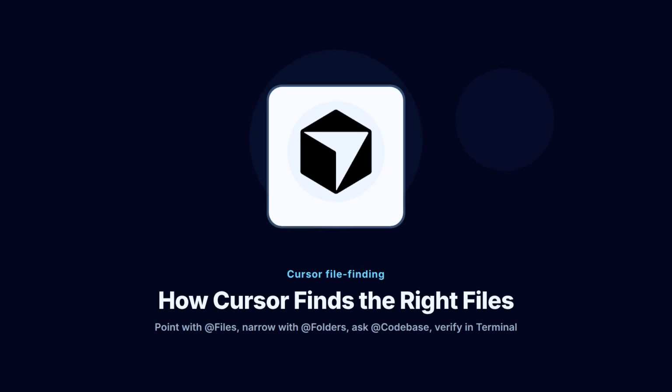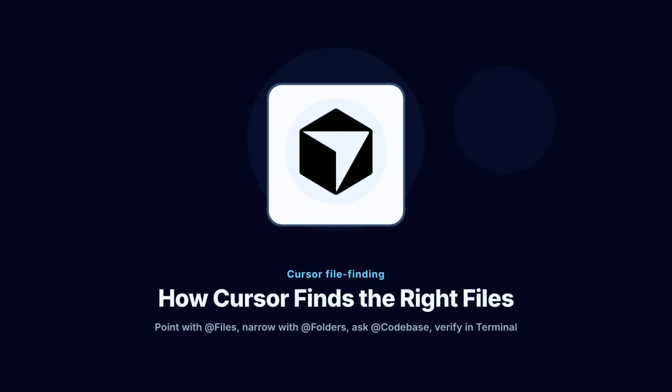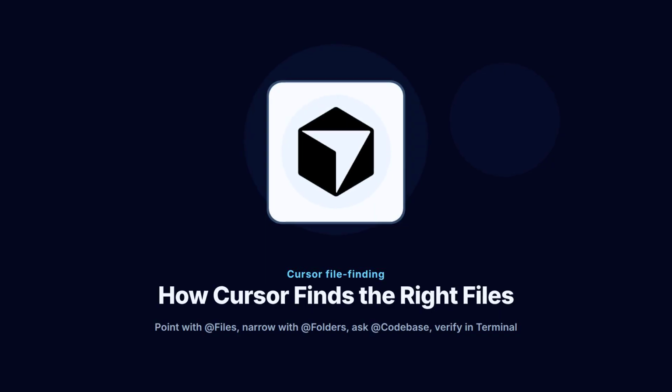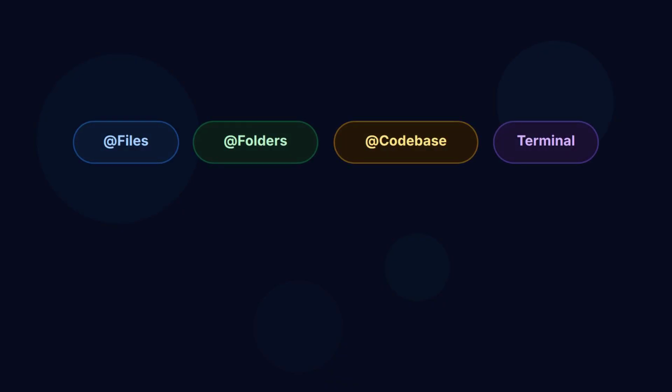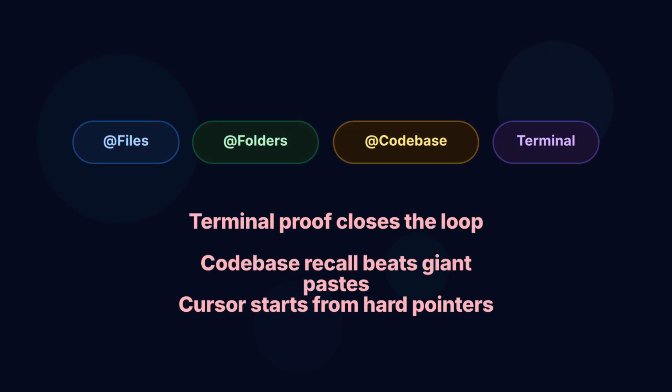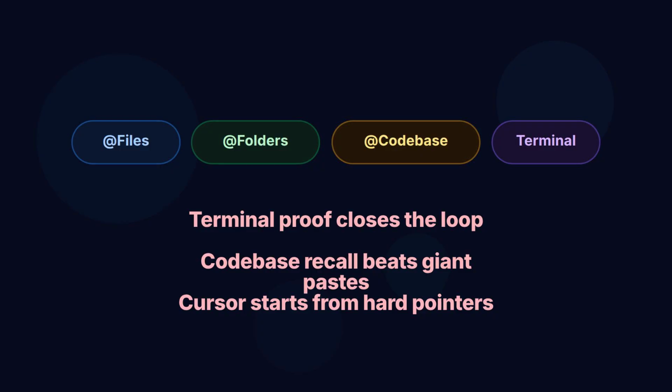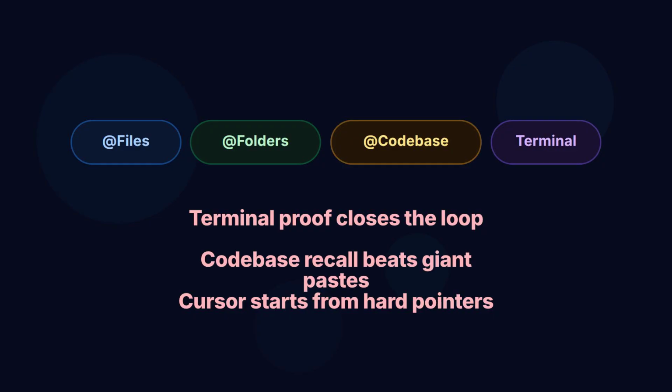When people say Cursor found the right files, what they usually mean is that the user and the runtime narrowed the search space fast enough inside the editor. That is a much more Cursor-specific story than just saying the model understood the repo. In practice, the useful flow starts with a failing test, one or two explicit @ references, and then a search pass that Cursor can verify in the terminal.